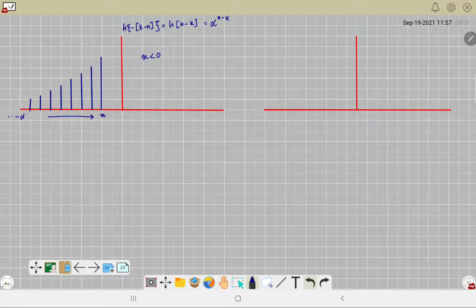ठीक है? Now the other case, if n is greater than 0, तो उस case में आपके जो samples है, they will be shifted right. So waveform will be something like this.